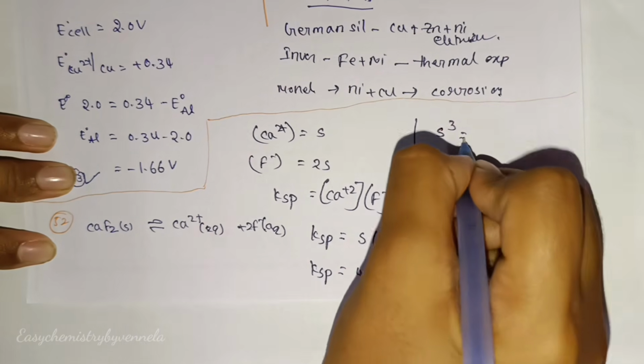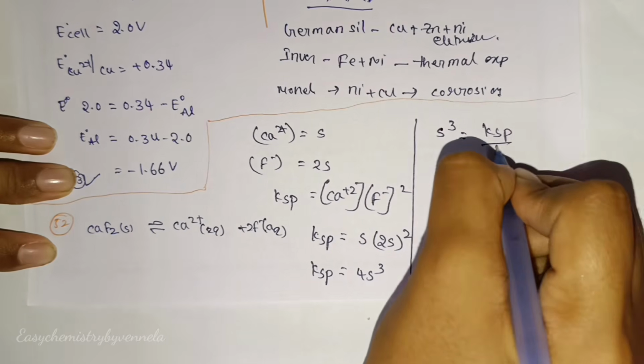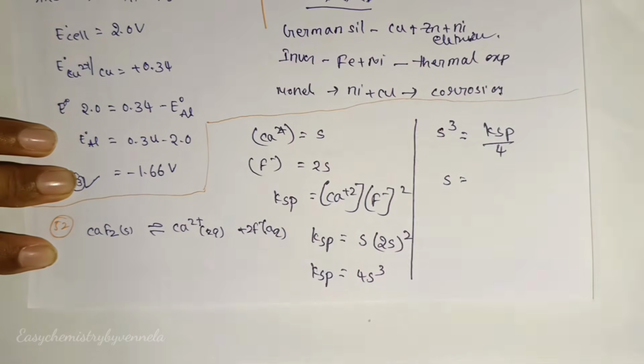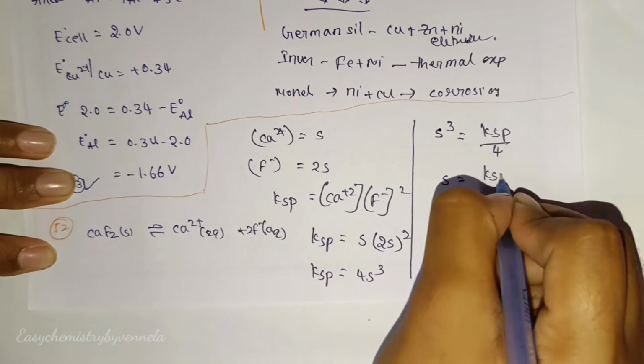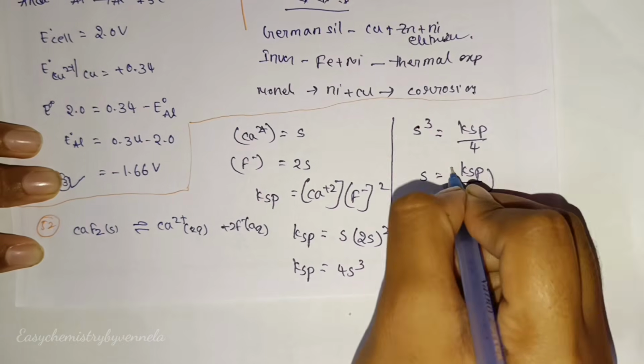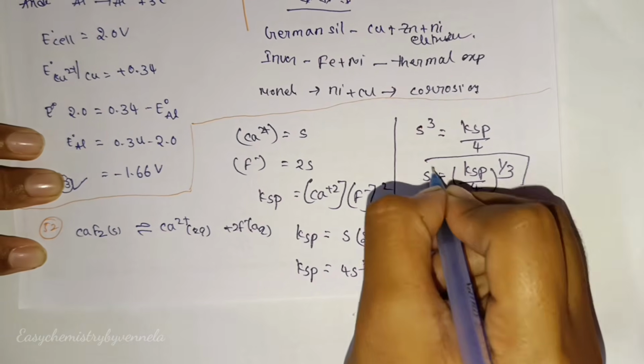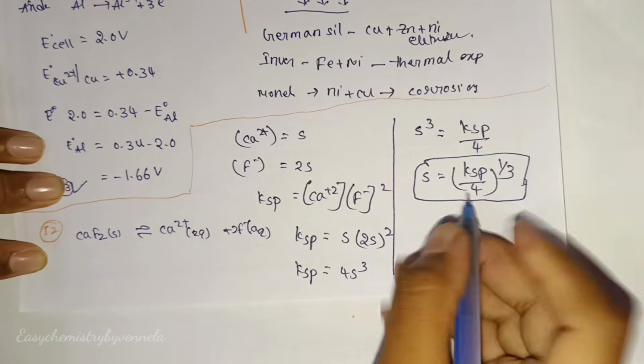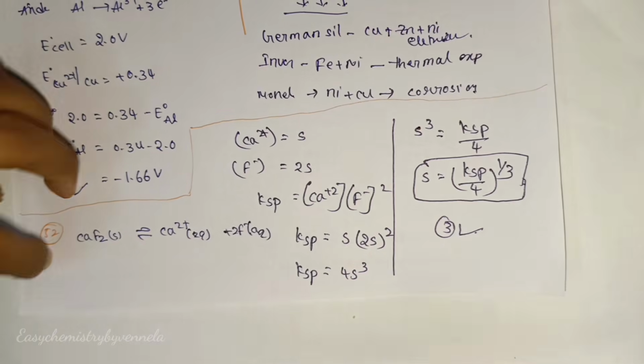Next, S cube is equal to Ksp by 4. S is equal to cube root of Ksp by 4. This is the final answer. So the correct option is the third one.